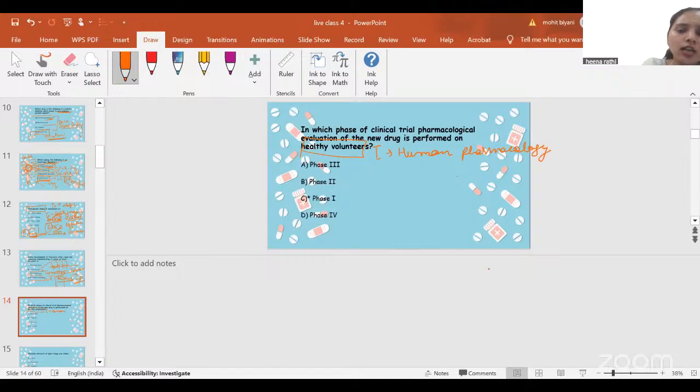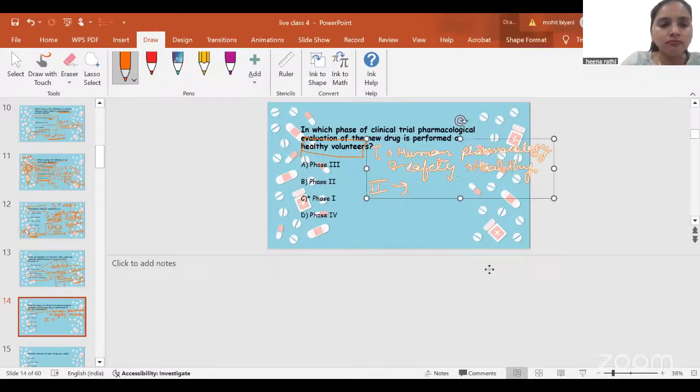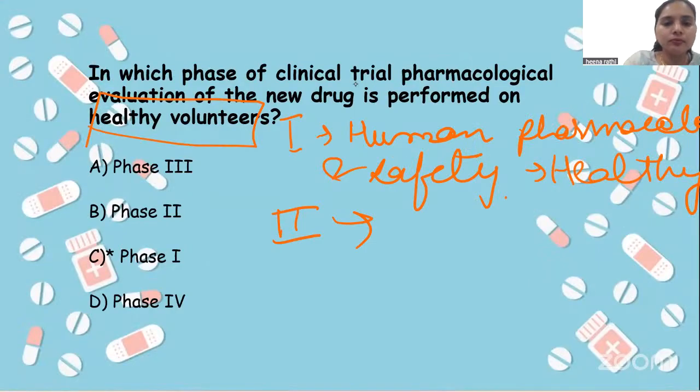So this type of trial phase is seen in the healthy volunteers who want to see the effects of the drug upon themselves, on their bodies. That is phase one. Second is the phase two.